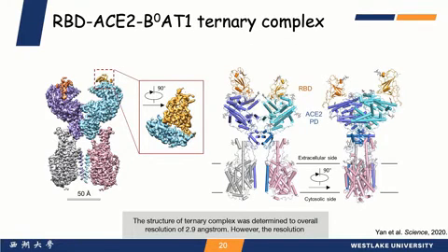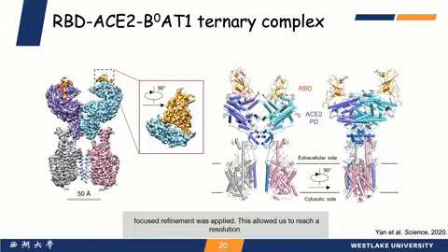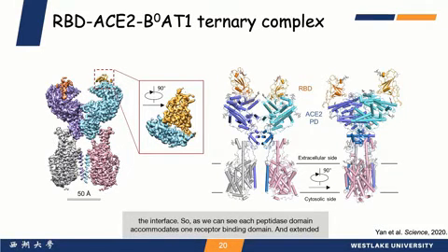The structure of the ternary complex was determined to an overall resolution of 2.9 Angstrom. However, the resolution for the ACE2 and beta-1 complex was higher than that for the receptor binding domain, because the receptor binding domain is at the periphery of the complex. So in order to improve the local resolution, focused refinement was applied. This allowed us to reach a resolution of 3.5 Angstrom for the receptor binding domain, supporting reliable model building and analysis of the interface.